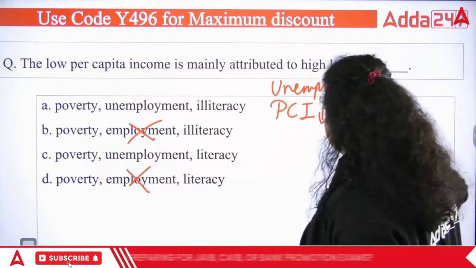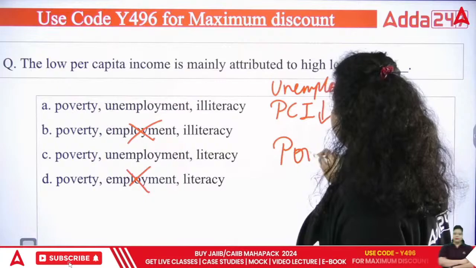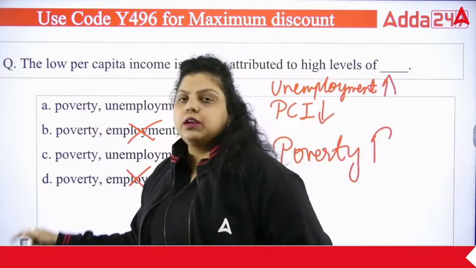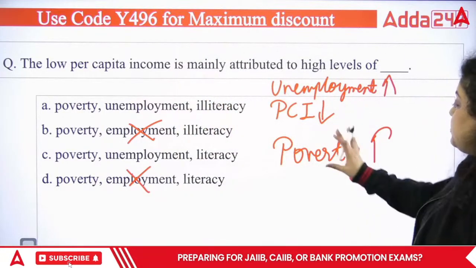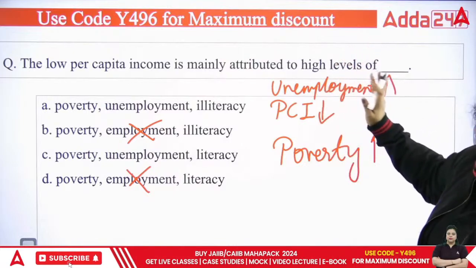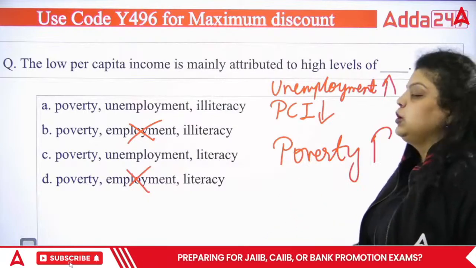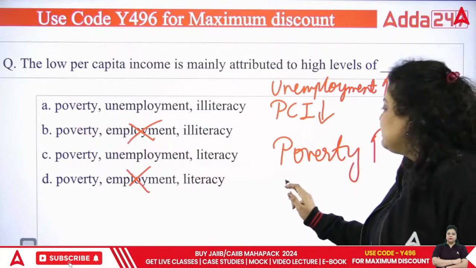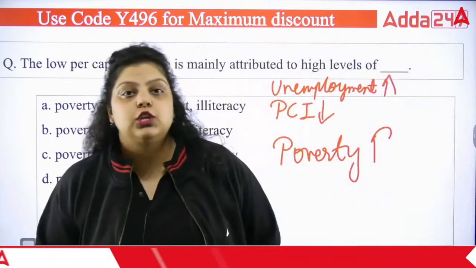Now, if the unemployment is high and people do not have money, it means poverty will rise, obviously. And both remaining options have poverty, so we cannot eliminate from here. Now, if people are poor, if they are unemployed, they do not have per capita income. If they are poor, you will find that their literacy rate will also be low because they do not have money to get better education in the country.